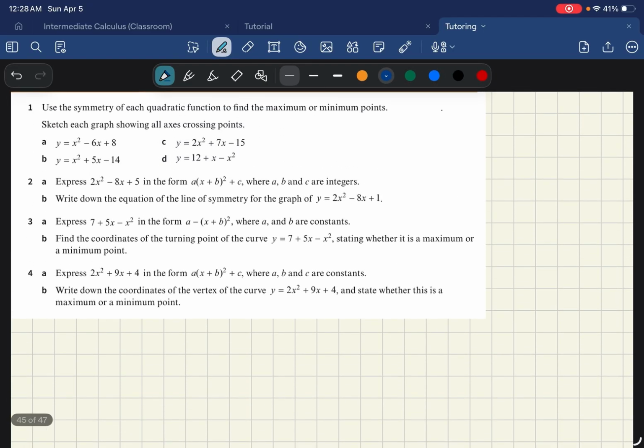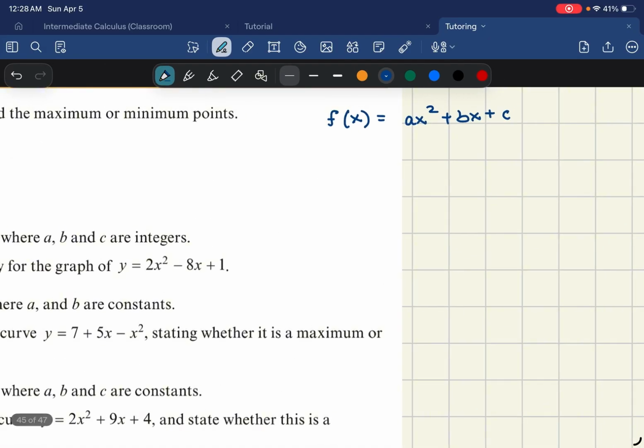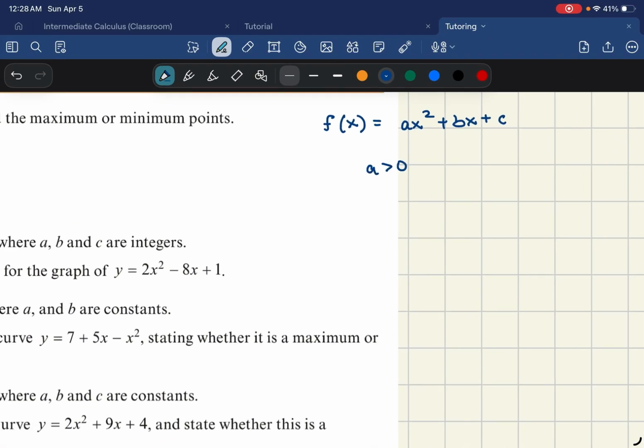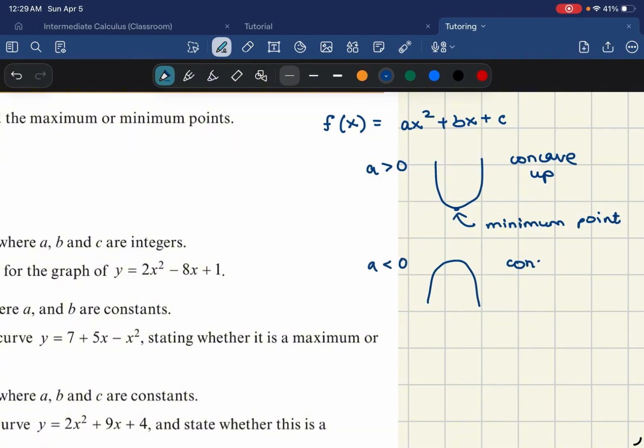Just as a quick refresher, if you have a quadratic equation as ax squared plus bx plus c, then if a is positive, you have a graph that is concave up, and your turning point is a minimum point. If a is negative, it's concave down, and your turning point is a maximum point. This is something that we have discussed in the previous video.